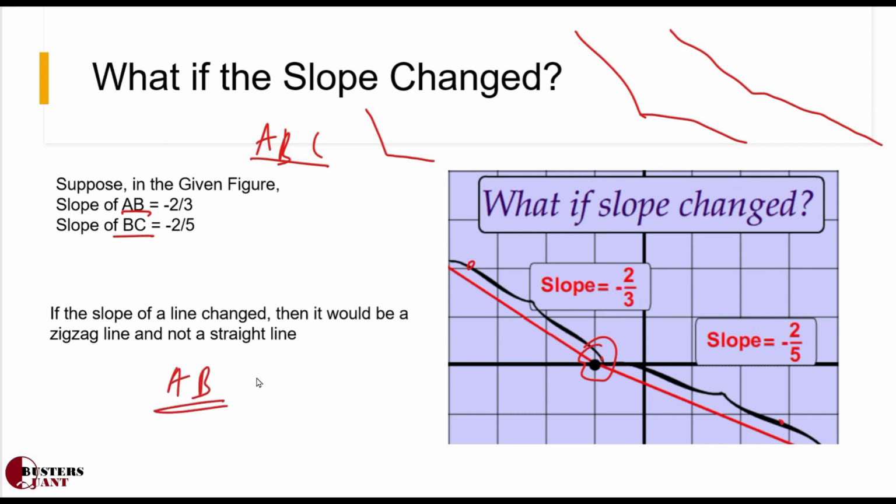Whenever a line is given as AB, it will always be a straight line. You should not be concerned whether it is a zigzag line. Only if the slopes are given like this, where the slope of AB is different and BC is different, is it a zigzag line. Otherwise, any line given in the question, AB, BC, has to be a straight line.